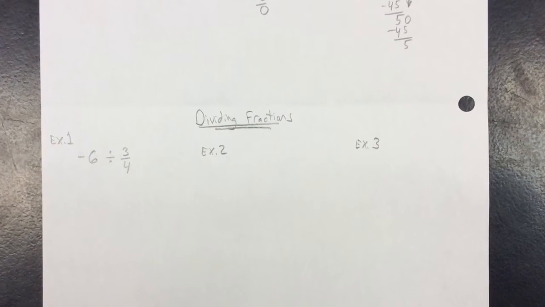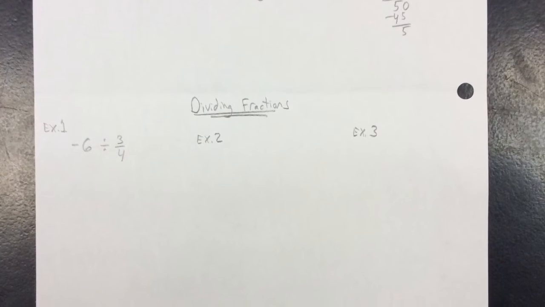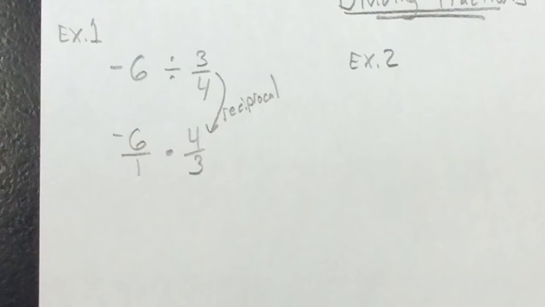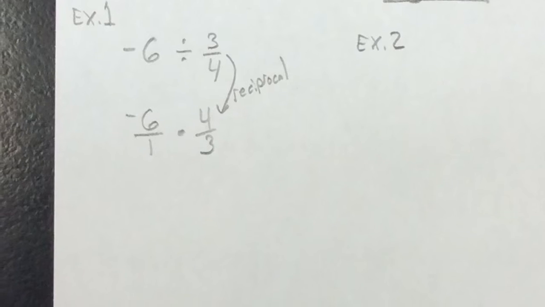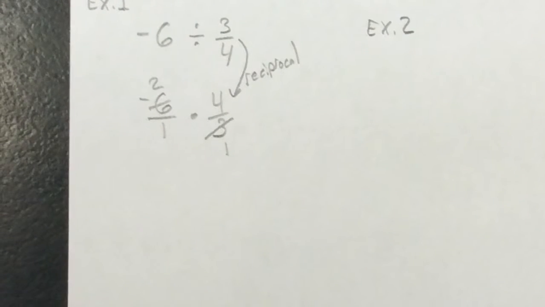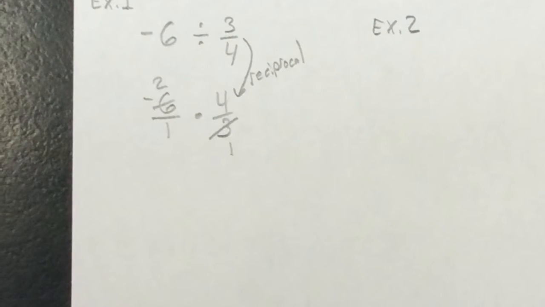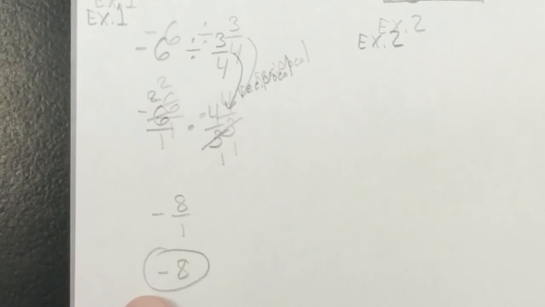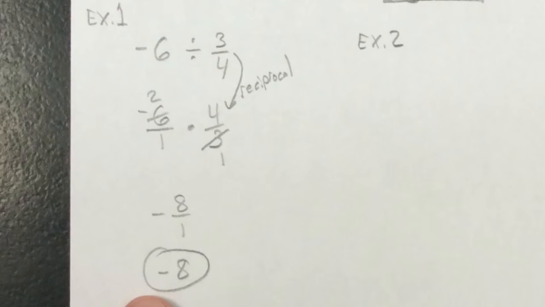Now let's divide with fractions. Remember, we need to change this to multiplication, and you're going to use a reciprocal of the fraction being divided. Then we simplify before we multiply the numerators and denominators together, and we have different signs, so our answer ends up being a negative.